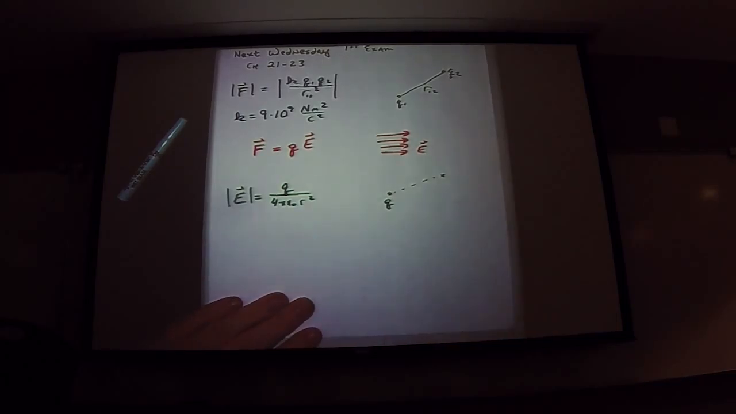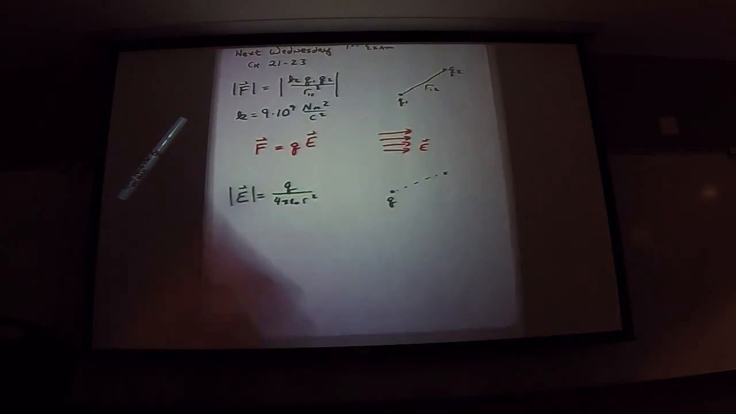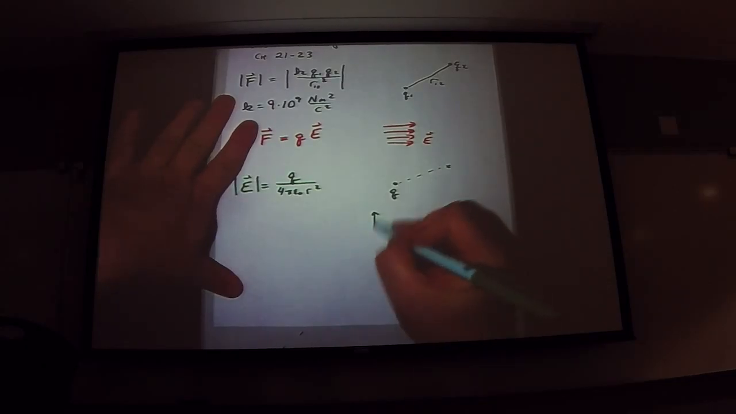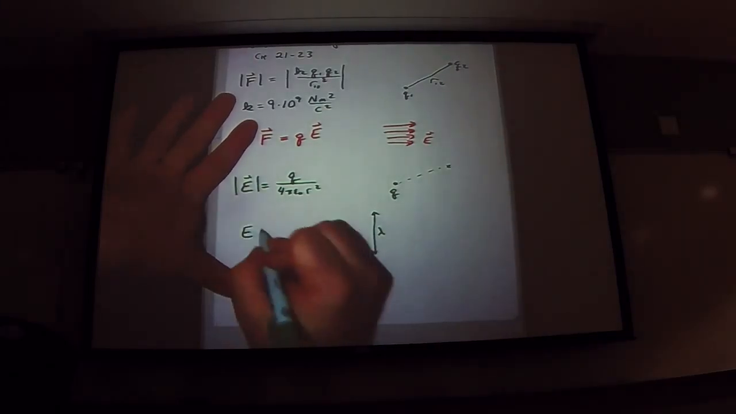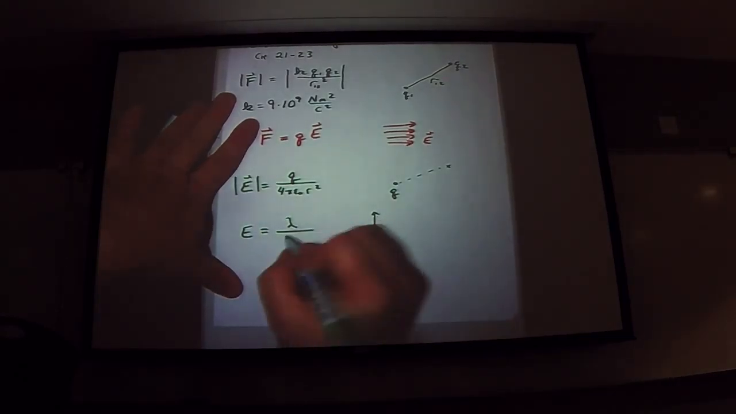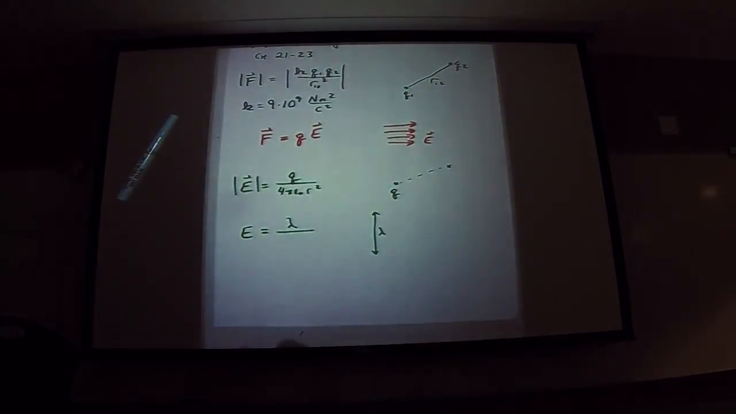All right, now, that's when we're talking about a point charge. The direction of the electric field is going to point away from a positive charge and toward a negative charge. And then we went into the electric field from a line of charge, line charge density lambda, where lambda is charge per unit length. The magnitude of the electric field here is lambda over two epsilon naught r.